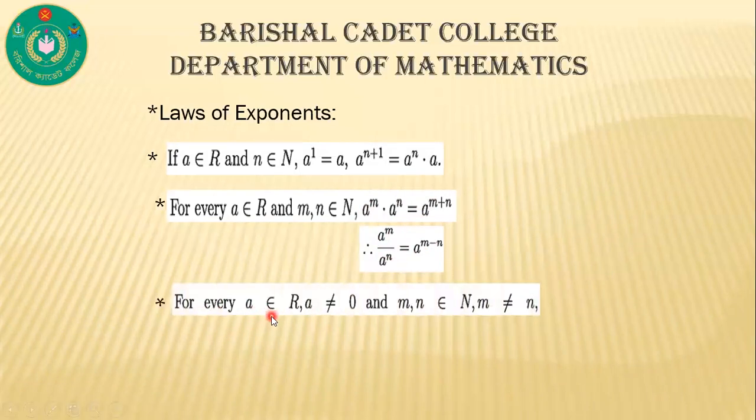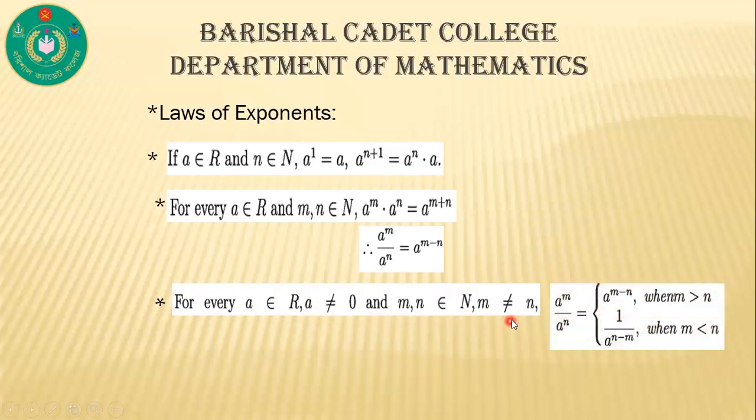For every a belongs to R and a is not 0, and m, n belong to N and m is not equal to n, then we can write a to the power m divided by a to the power n is equal to a to the power m minus n, when m is greater than or equal to n. And a to the power m divided by a to the power n is equal to 1 by a to the power n minus m when m is less than n.